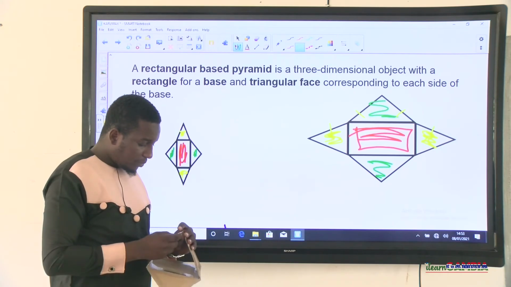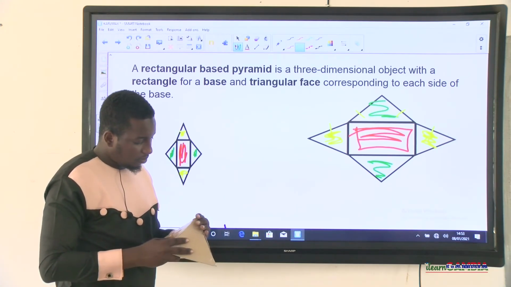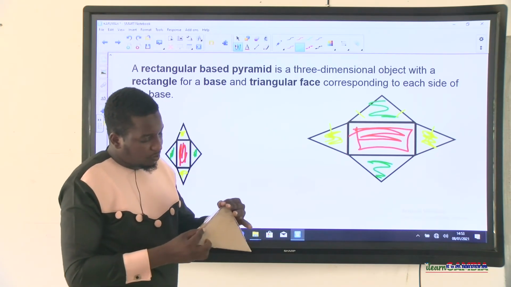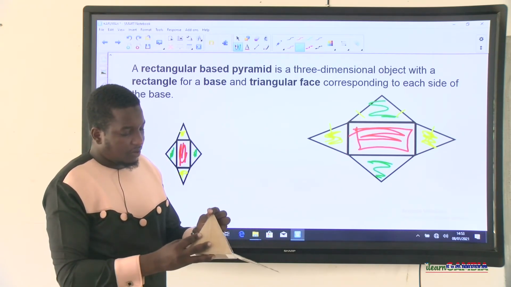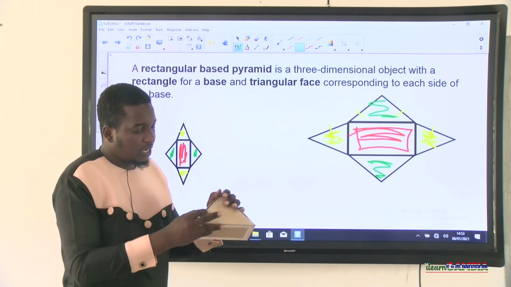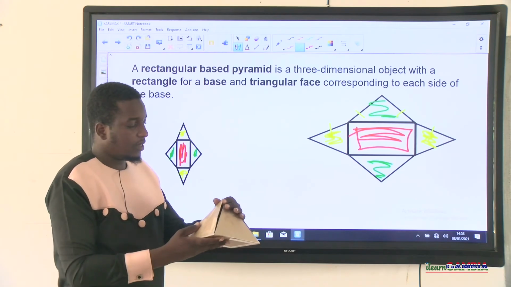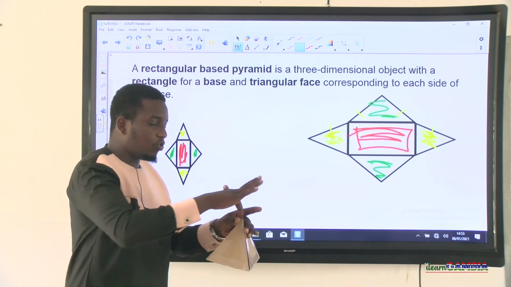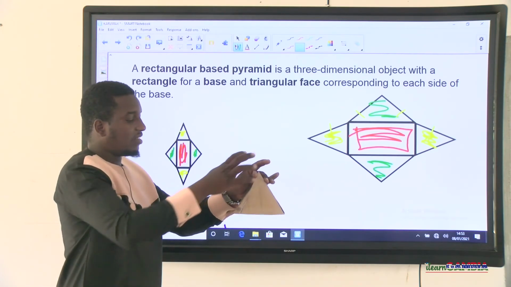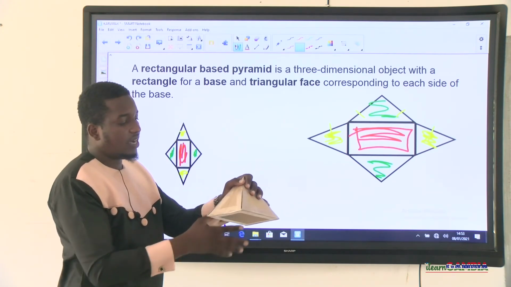They will all meet at a point that we call the vertex. Now, looking at this one, you can see if you fold it, these two edges will be together. These two edges will equally be together, and then if you bring the fourth one, these two edges will be together, and these other two edges will be together. So you'll see that they will form a vertex on top here, and that is why it is referred to as a pyramid.